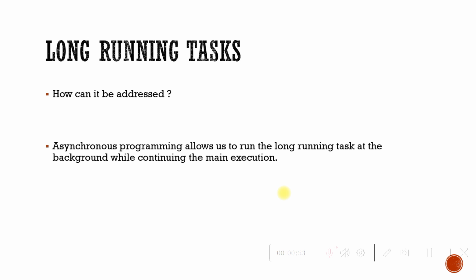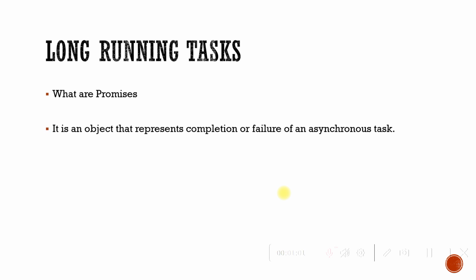Asynchronous programming allows us to run this long-running task in the background while continuing the rest of the code execution. So promises play a major role in this. A promise is nothing but an object that represents either completion or failure of the asynchronous task. An asynchronous task is a task running in the background, and the main code will not be disturbed. The main code will keep running simultaneously.